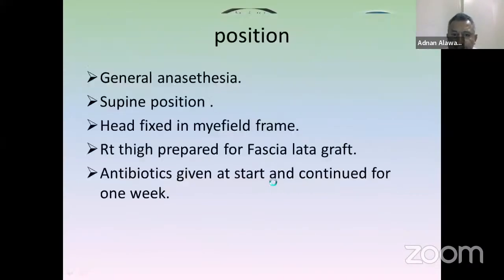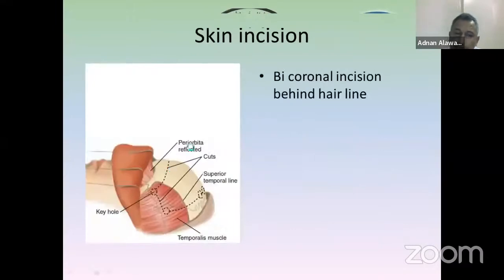What is our surgical technique? In general anesthesia and supine position with head fixed in a Mayfield frame and the right side prepared for a fascia lata autograft, antibiotic given at the start and continued for 1 week postoperative. Skin incision is a bicoronal incision, 1 centimeter in front of the hairline, from the right to the other side, from right to left.